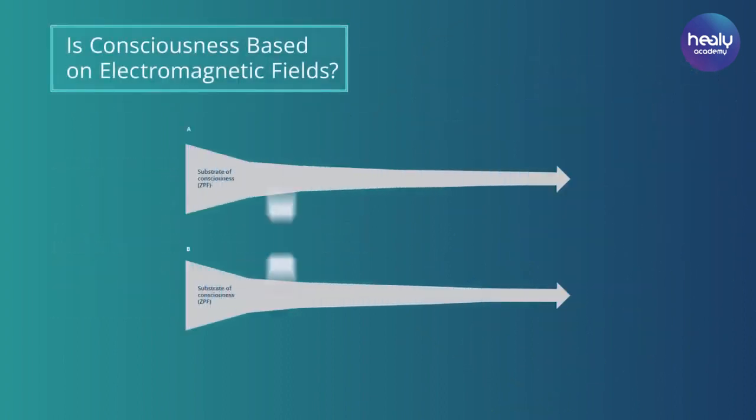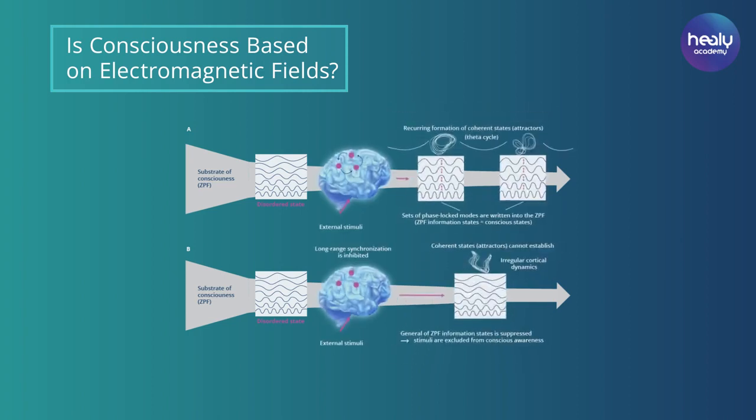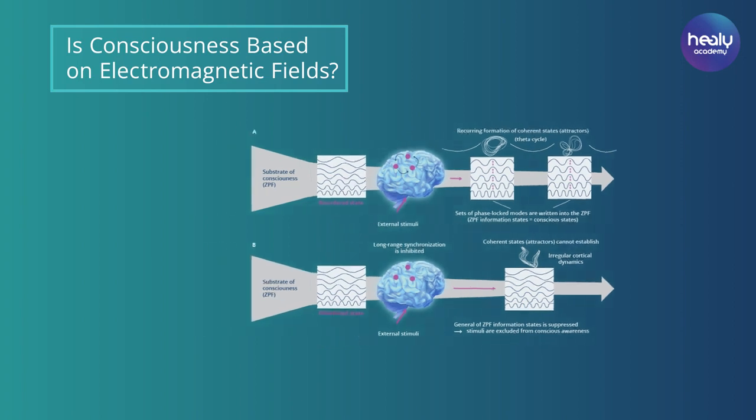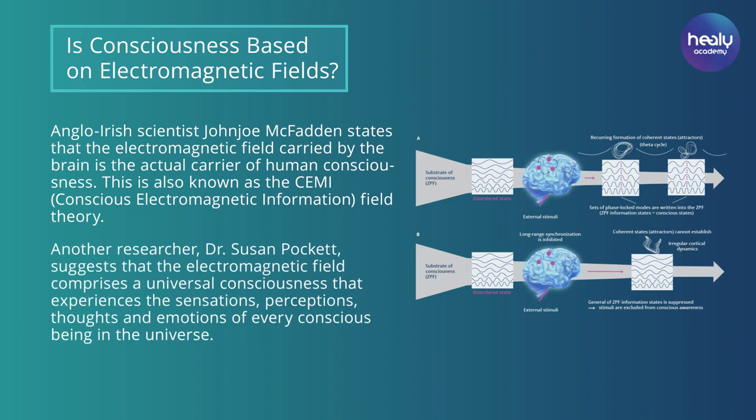Consciousness. Other studies even suggest that the electromagnetic field of our brain, and thus our consciousness, is connected to other electromagnetic fields. Anglo-Irish scientist Johnjoe McFadden states in his conscious electromagnetic information field theory that the electromagnetic field carried by the brain is the actual carrier of human consciousness. Neurophysiologist Dr.